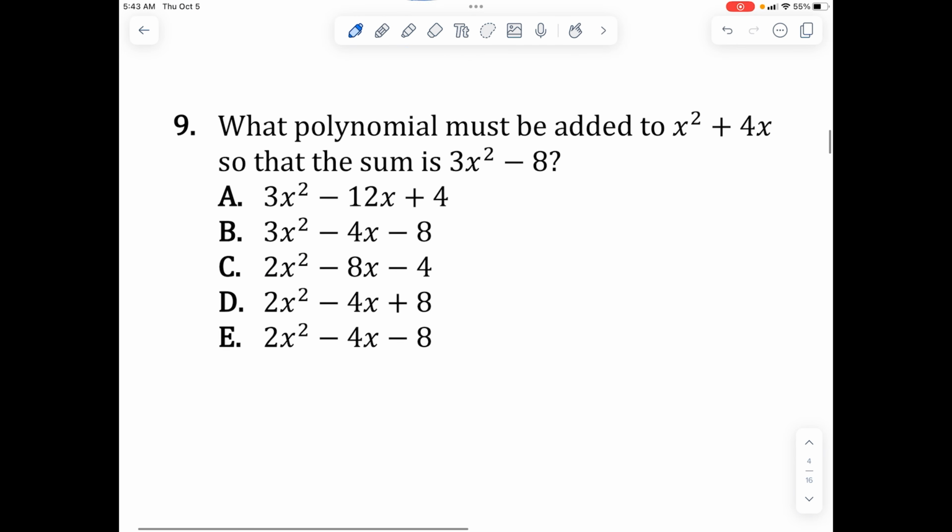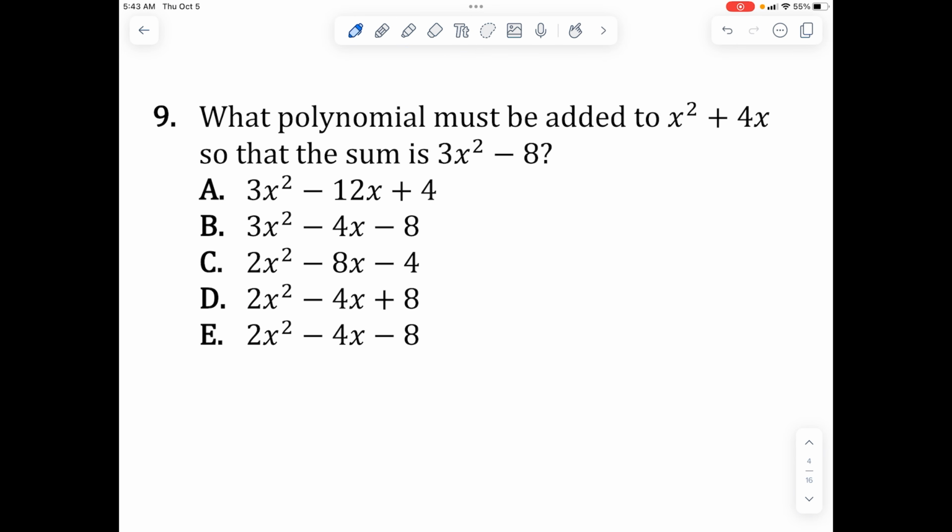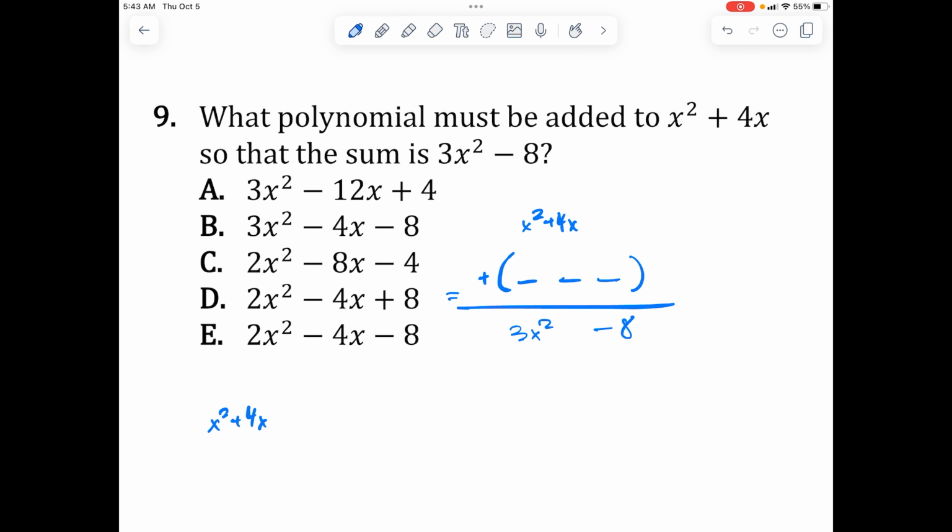What polynomial must be added to x squared plus 4x so that the sum is 3x squared minus 8? So it's asking, if I take x squared plus 4x, what do I have to add to it in order for the sum to equal 3x squared minus 8? Okay. So again, let's think of it this way. x squared plus 4x plus blank equals 3x squared minus 8.